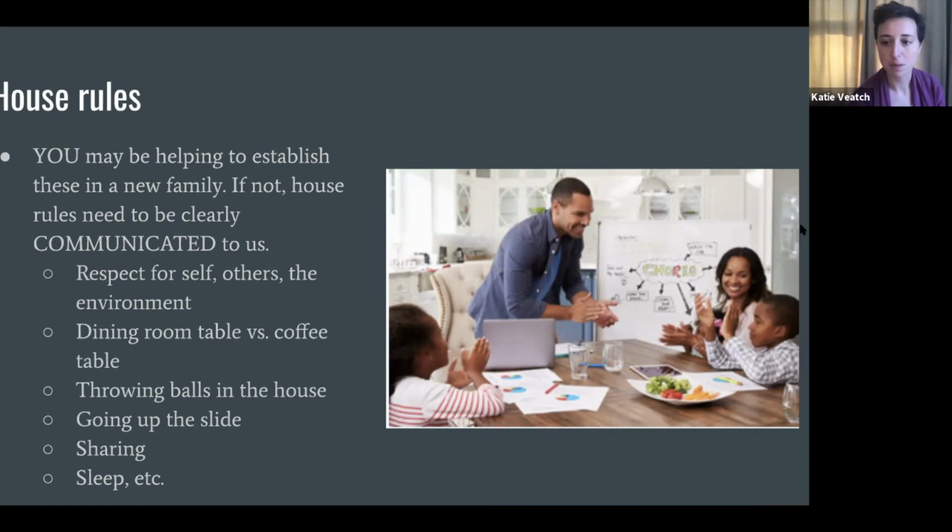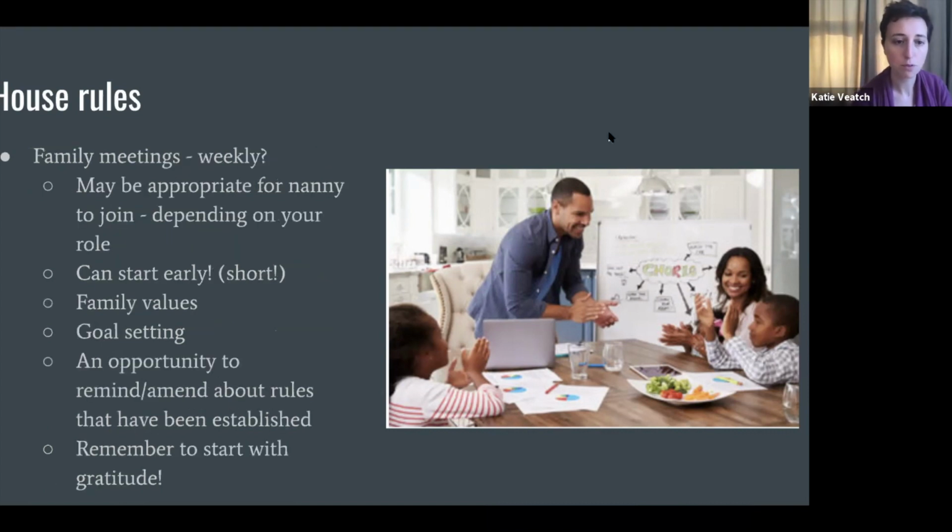Sleep is the same thing. Sleep is a big one, especially for new families. Be patient with your families as they're learning to help their babies sleep. It's really hard to get babies to go to sleep as a parent. Nannies, we've got it. Parents, it's a whole different ballgame. I don't know why.